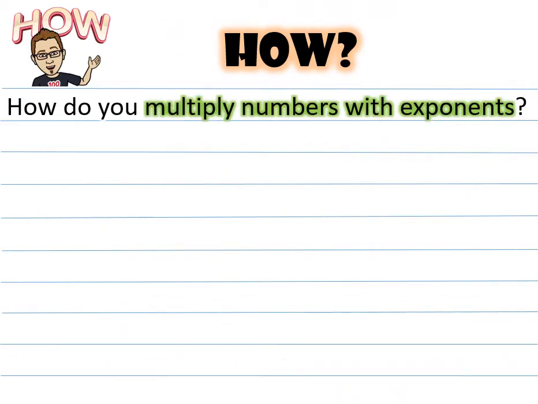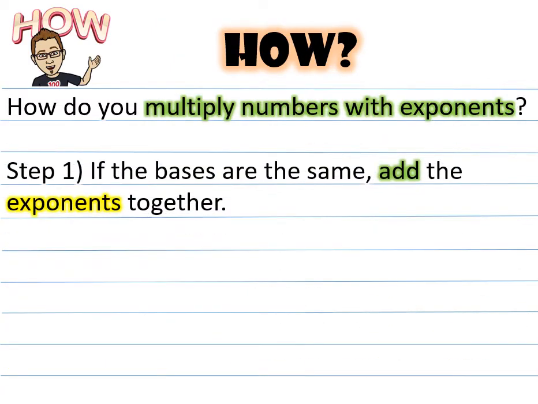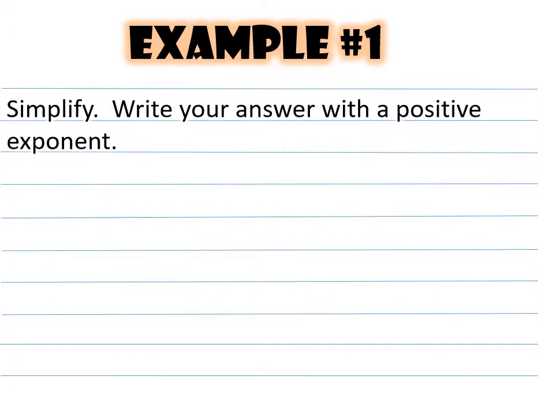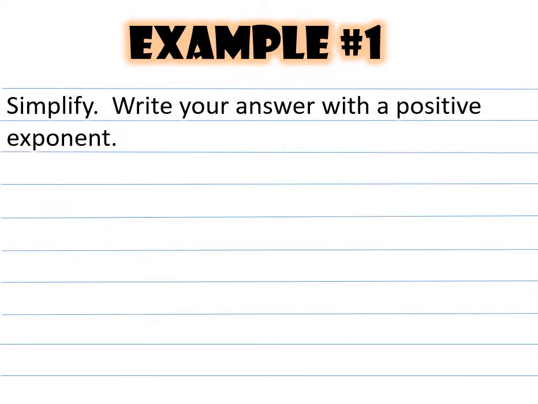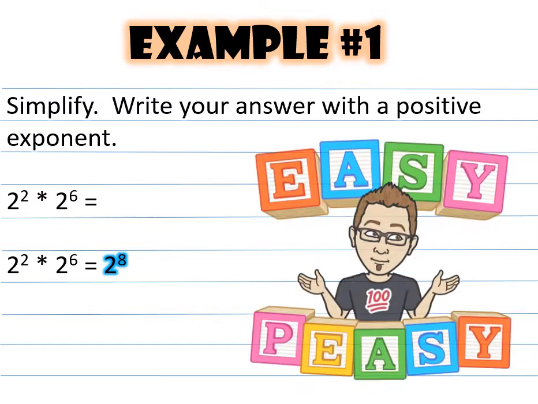How do you multiply numbers with exponents? Well, like I said, if the bases are the same, you can add the exponents together. Example number 1. Simplify. Write your answer with a positive exponent. 2 to the second power times 2 to the sixth power is 2 to the 8th power.